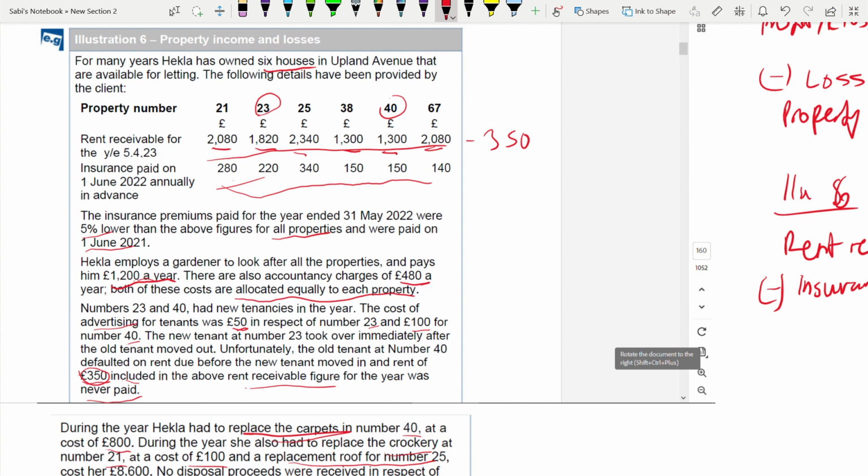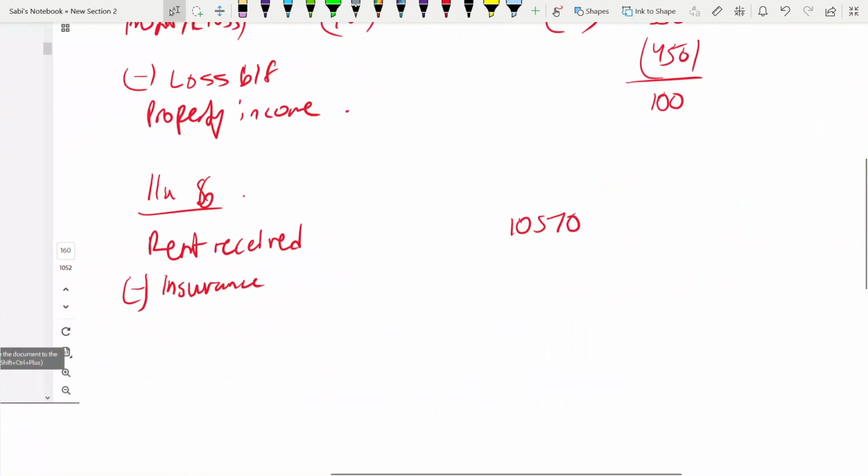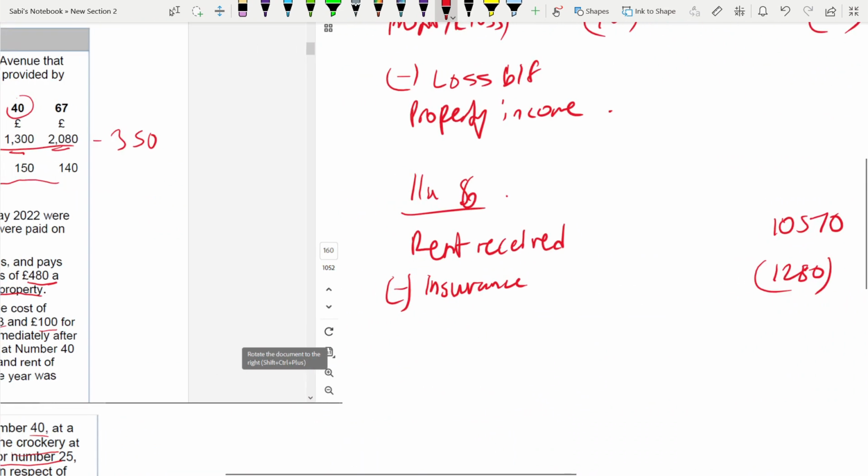They just told that insurance premium paid for the year ended 31st May were 5% lower than the above figure for all properties and were paid on 1st of June 2021. They were paid. So the moment it's paid, you can deduct the total. Total of insurance is 1280. Okay, we'll see the other costs.